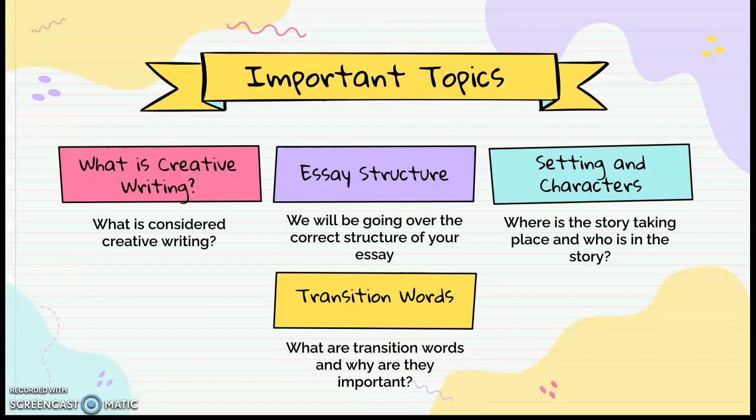So these are the important topics that have to do with creative writing that we will be going over. The first one being, what is creative writing? What is considered creative writing and why is it important? Then we'll be going over essay structure and how to correctly format and set up your paper. And then we will talk about setting and characters. Where is the story taking place and who's in the story? And then we will finish with transition words and why they are important.